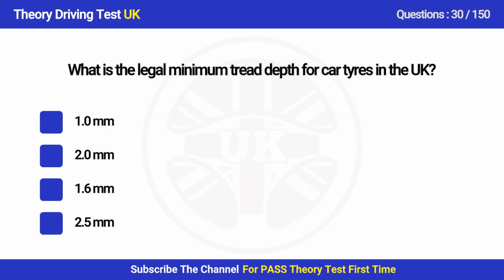Question 30. What is the legal minimum tread depth for car tires in the A, 10 m, B, 20 m, C, 16 m, D, 25 m?